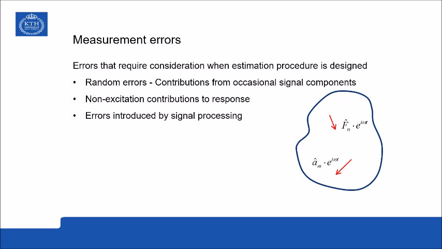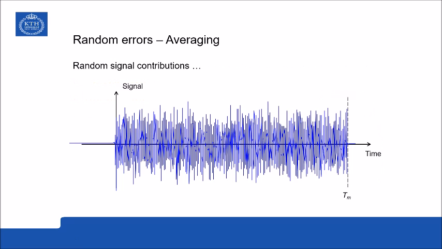And then finally we have also, of course, errors that we introduce by simply processing the signal. So how can we minimize that kind of errors? In this presentation, we are going to focus on random errors and non-excitation contributions to the response. So how can we process the signal to reduce the influence of these two types of errors?